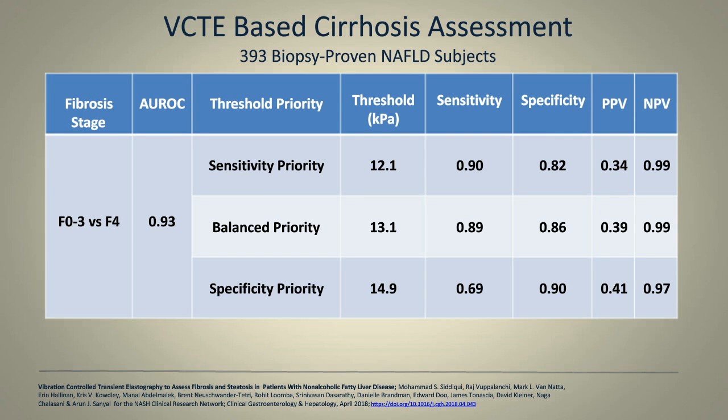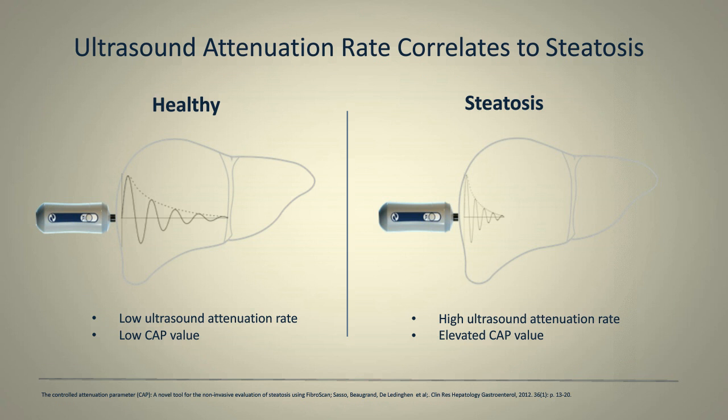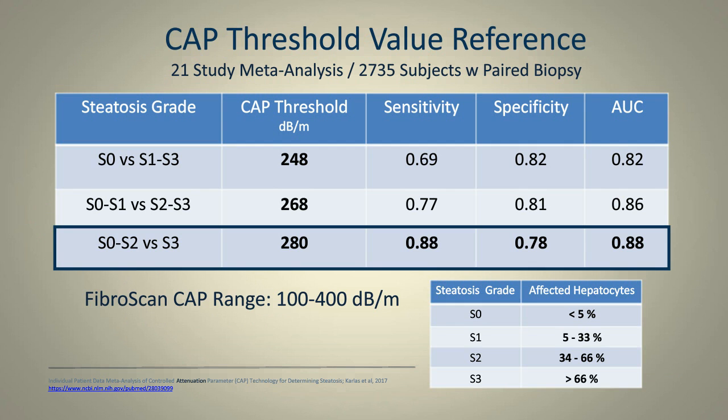Now, shifting gears to CAP, this is another measurement that you get through the exact same transducer, except this time it's looking for low ultrasound attenuation versus high ultrasound attenuation, and that gives us a low CAP value or a high CAP value, which correlates with steatosis. Now, people always ask me, what's the number? What's the CAP number where I can tell my patient they have fatty liver or not? Well, the best number to quote your patients is 280. Because this gives you the best sensitivity and specificity for detecting fatty liver.